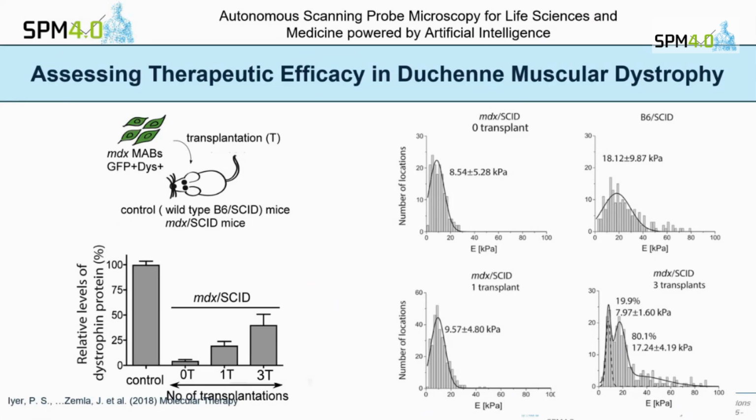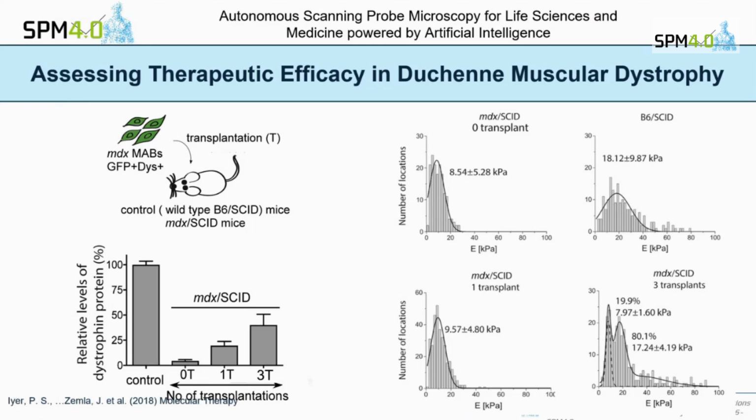We had examples of measurements on cells. We have examples of measurements on 3D cell spheroids. And now I wanted to show you some results obtained from tissues. So this is a part of a collaboration with the University of Lausanne. People are working on a new approach to cure Duchenne muscular dystrophy. We got samples from a mouse model.